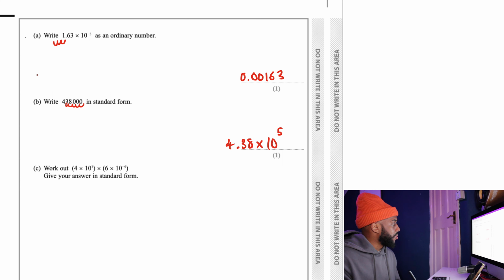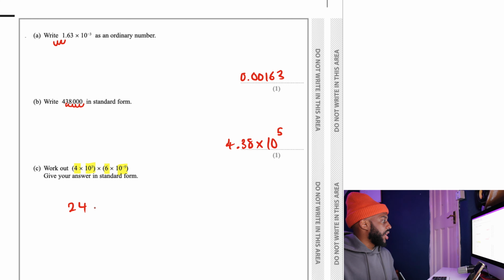So in part C, we start off by timesing these numbers on the left together. So 4 times 6, giving us 24. And then we move on and times a 10 to the power of 3 and a 10 to the power of minus 5. And when multiplying these out, we add the indices together. So we get 10 to the minus 2.